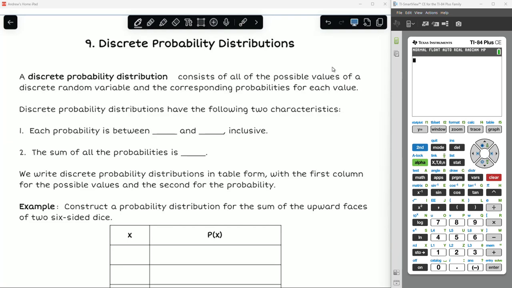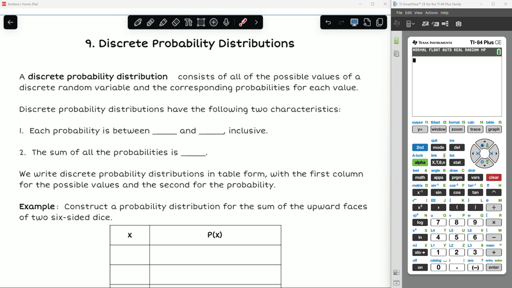In this video, we're going to switch gears and move on to another chapter. Now that we've talked about what probability is, we're going to start looking at probability distributions. Specifically, discrete probability distributions. A discrete probability distribution consists of all of the possible values for a discrete random variable and the corresponding probabilities.